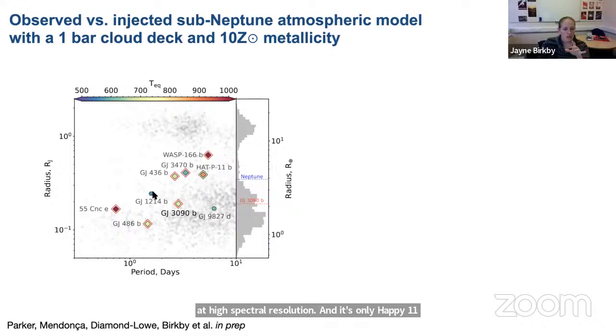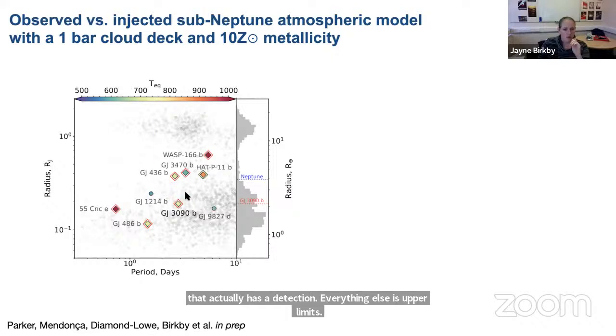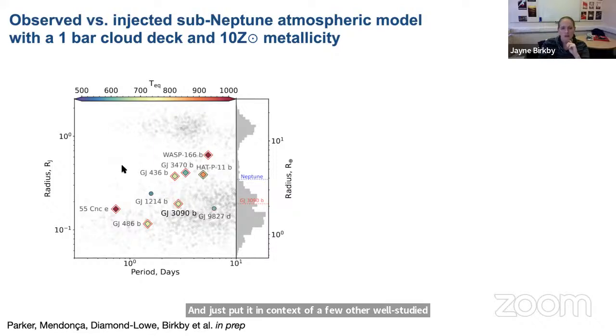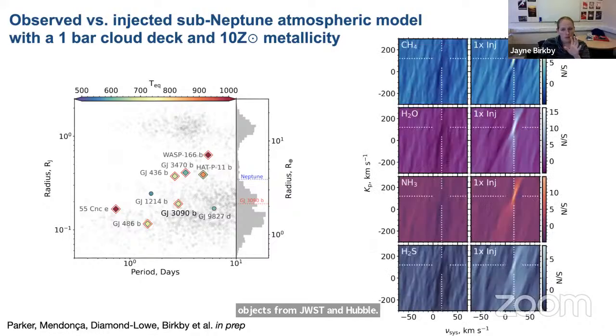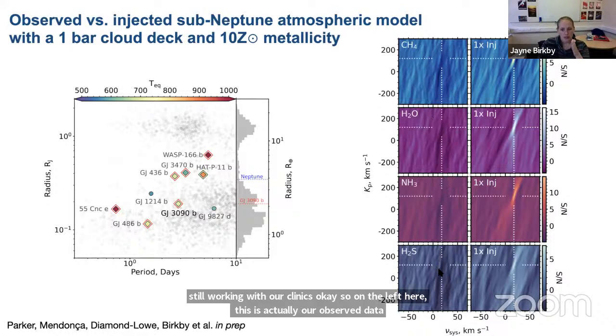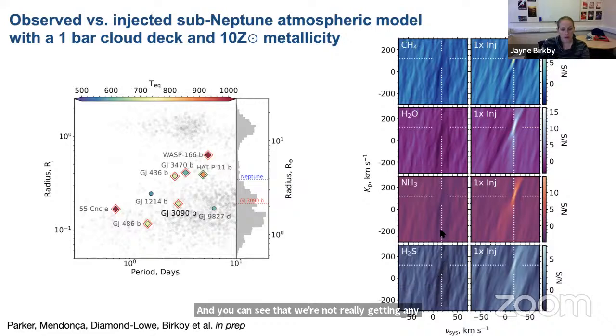And just to put it in context with a few other well-studied objects from JWST and Hubble. So what do we see? We're still working with upper limits. Okay, so on the left here, this is actually our observed data. And you can see that we're not really getting any detections, but for a model injected 1 bar cloud deck with 10 times solar metallicity, we actually would have very strong detections.